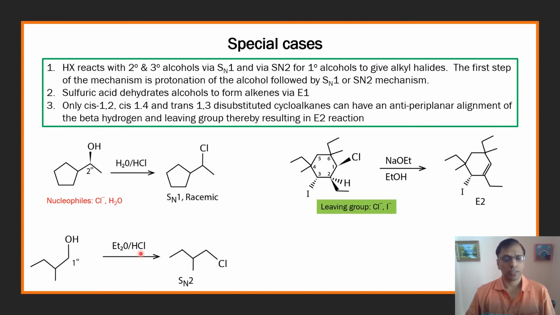therefore the chloride will then attack this carbon center after the hydroxy group is protonated, and you'll get an alkyl chloride via an SN2 mechanism.